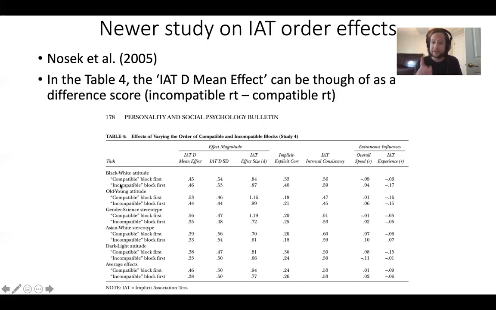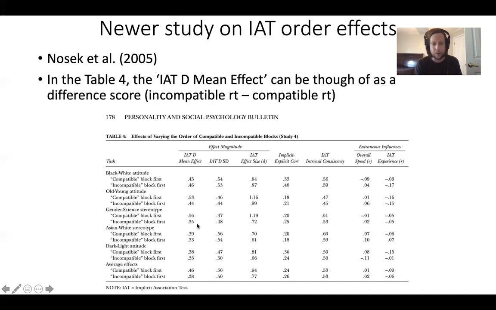What's interesting about this is that out of all 5 of these, only one did not show a difference in the strength of the IAT effect depending on whether the compatible condition was first or the incompatible condition was first. If you look here at the old-young stereotype, the IAT effect was stronger when the compatible condition was first and relatively smaller, 0.44 is smaller than 0.53, when it was second. So there's a difference here in the predicted direction: the IAT effect is stronger when the compatible condition is first and the incompatible condition is second.